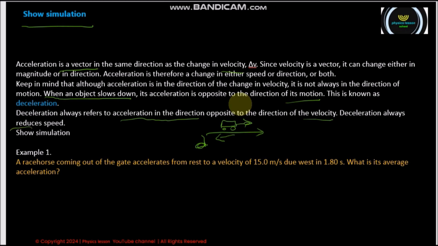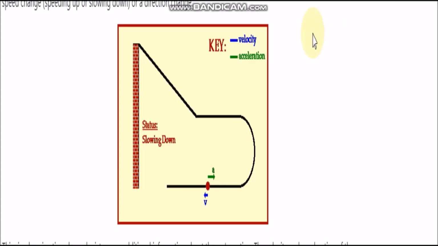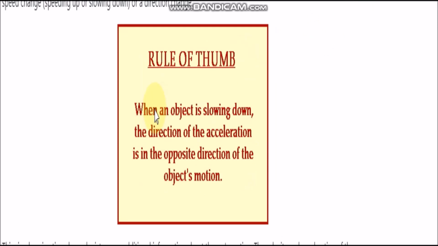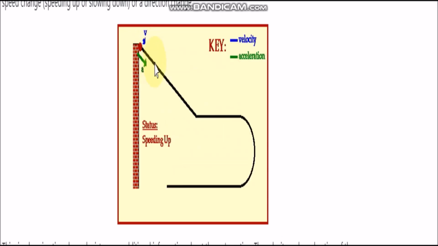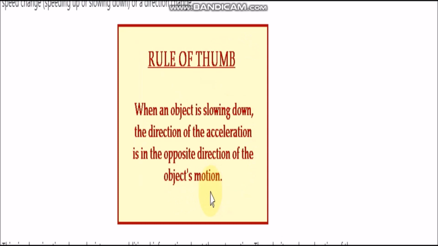Now here we have another simulation. Let me show you another simulation about deceleration. Look at this object, it starts from here. It speeds up, then here it slows down, and this slowing down indicates there is a deceleration.